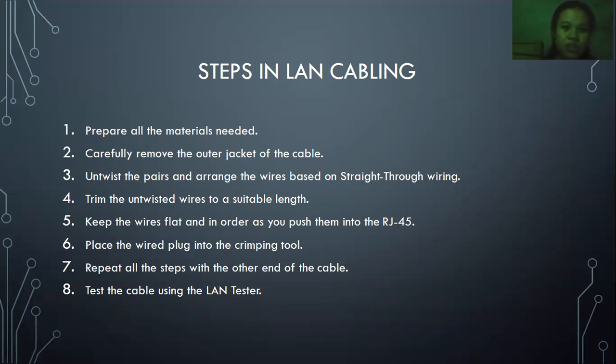Next, keep the wires flat and in order as you push them into the RJ45. Sixth, place the wired plug into the crimping tool. Then repeat all the steps with the other end of the cable. So the UTP cable will be cut into a desired length and then both ends will be inserted into an RJ45, same connection, which is the straight-through wiring. And last is testing the cable using the LAN tester. So to further understand these steps, let's watch this video.